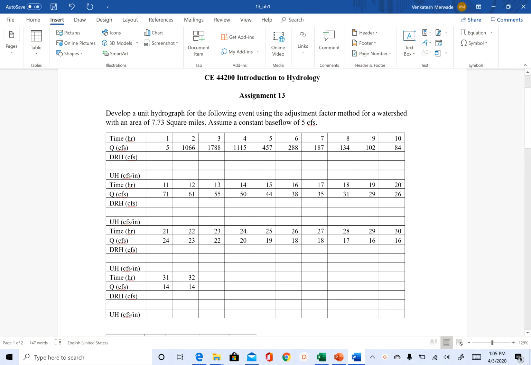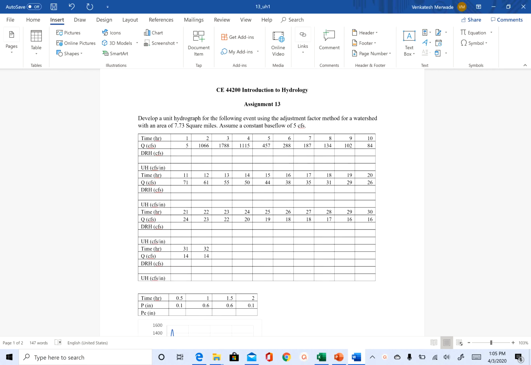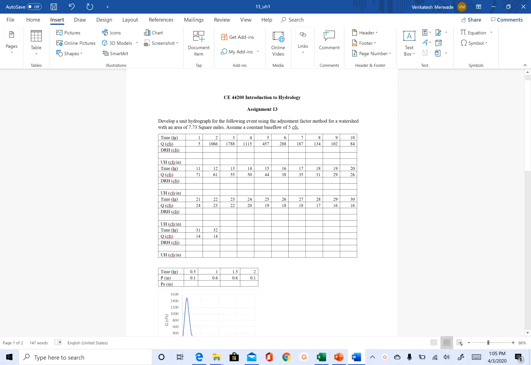Hello, welcome back. So in the last video we looked at how to derive a unit hydrograph using the adjustment factor method. So what we are going to do now is a small assignment. What I have given you here is an actual event. So this is measured data on a small watershed in Indiana.